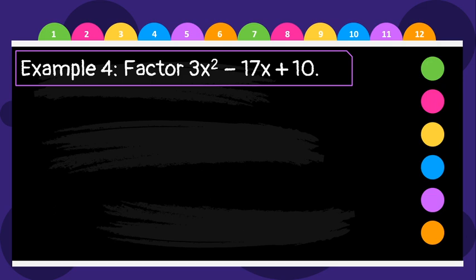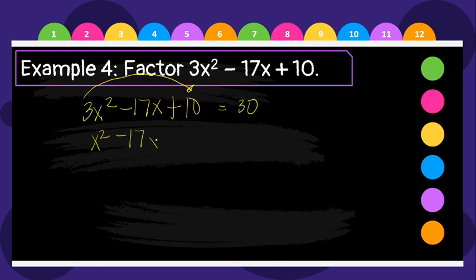Next, 3x squared minus 17x plus 10. This time, we have here minus and plus, so we're going to have two negative factors. 3x squared minus 17x plus 10. Slide, the answer is 30. Bring down x squared minus 17x plus 30. And then we're going to factor x minus, two numbers that when multiplied give 30 and when added give negative 17. The answer is 15 and 2. So you can have x minus 2, then x minus 15.